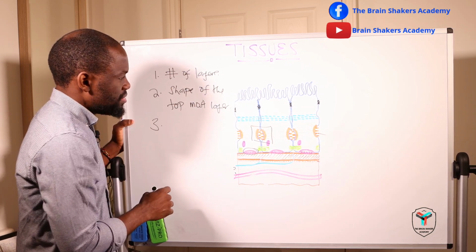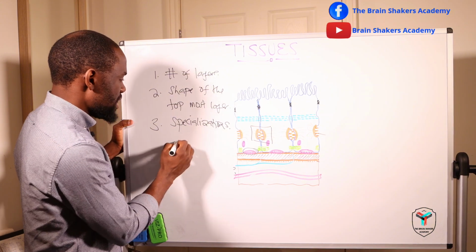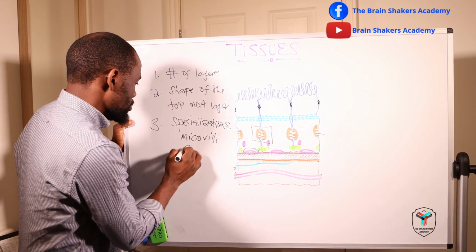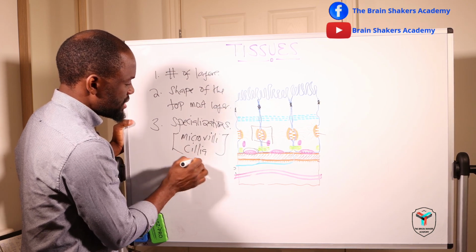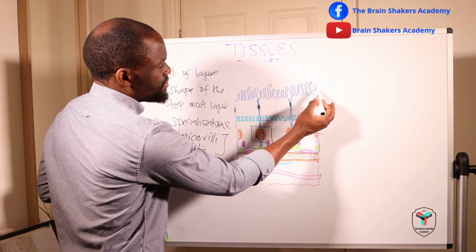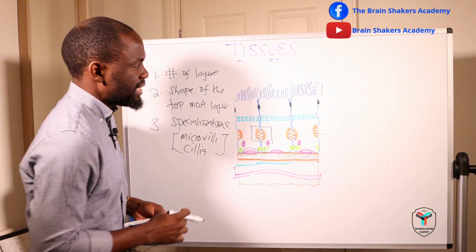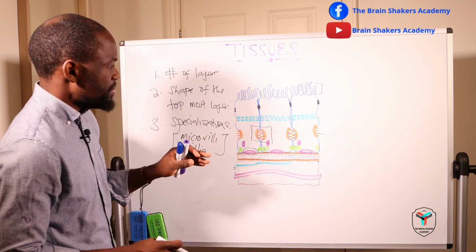Number three, we will basically be looking at the presence of specializations. Here we'll be talking about issues to do with the microvilli. We'll also be talking about the presence of cilia. As you can see on this one, you have this part here, which is a presence of specialization. So that is another way we can classify these epithelial tissues.